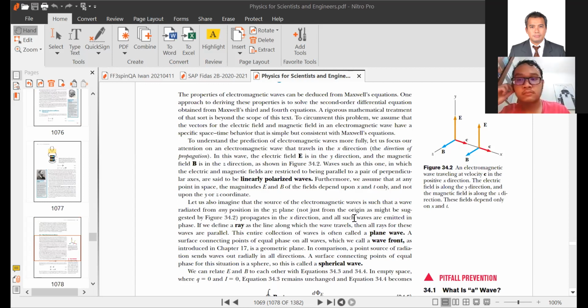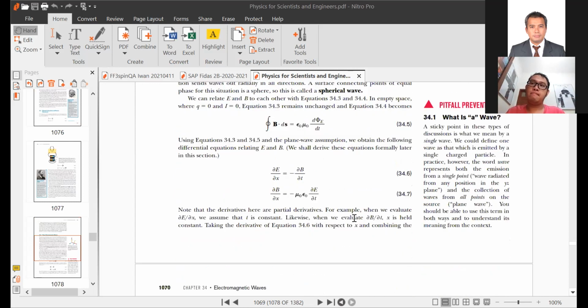So this wave, I will not write the wave equation. It's similar to, yeah, it's wave equation. It's similar to the mechanic wave equation. It's similar, but it's a vector, okay? Let me write it to you. Okay, I will write.